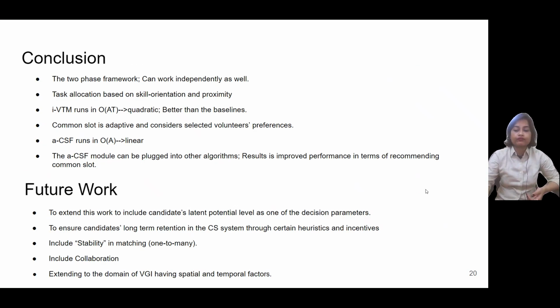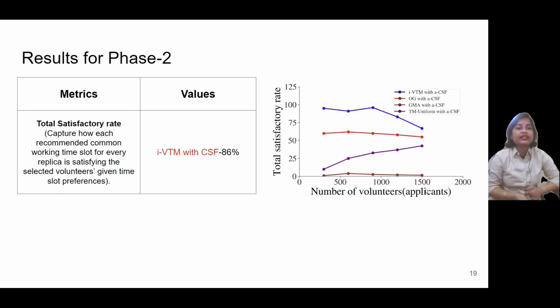It is noted that a-CSF does have a positive impact on increasing the satisfactory gain of the assigned volunteers from the task allocation phase. A common working time slot is recommended to initially selected volunteers of phase 1 for every replica, keeping in mind that the threshold lower bound is maintained.